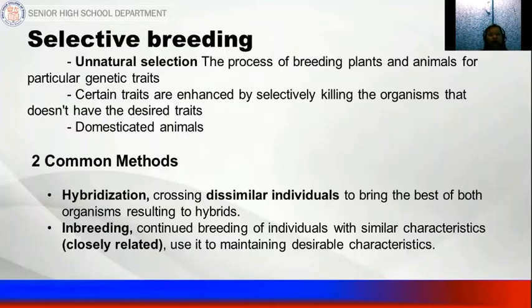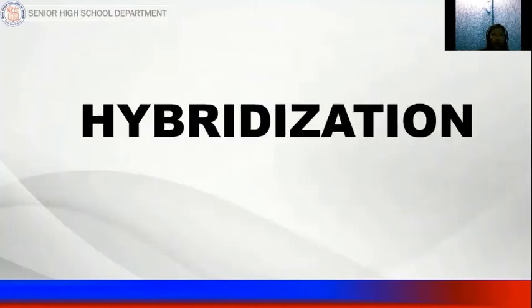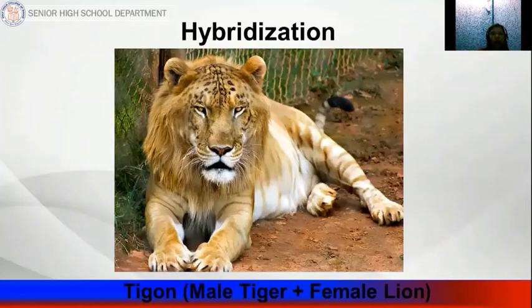So, two common methods are hybridization. So, crossing dissimilar individuals to bring the best of both organisms, resulting in hybrids. So, when you say hybridization, it's dissimilar individuals, meaning not the same organisms are being crossed with each other, so they can give the best of both species. So, we have an example here, the tigon.